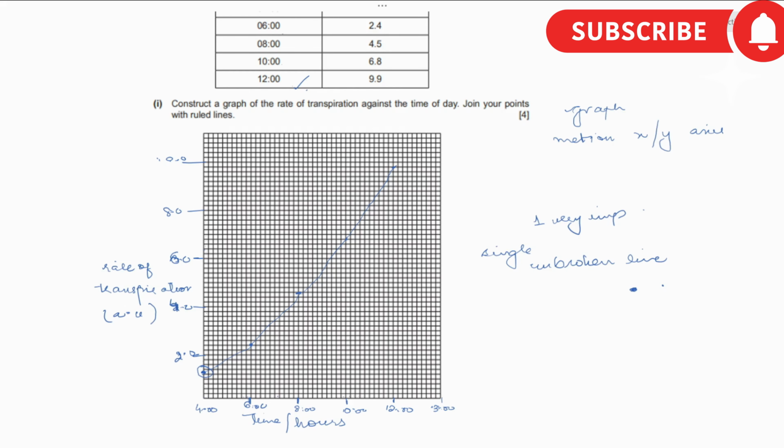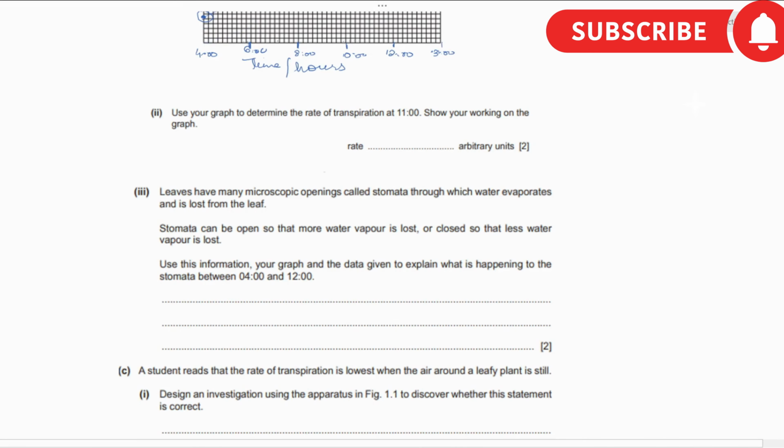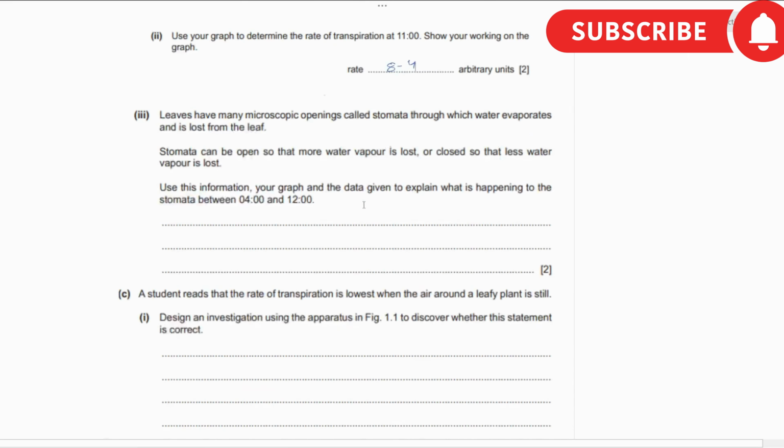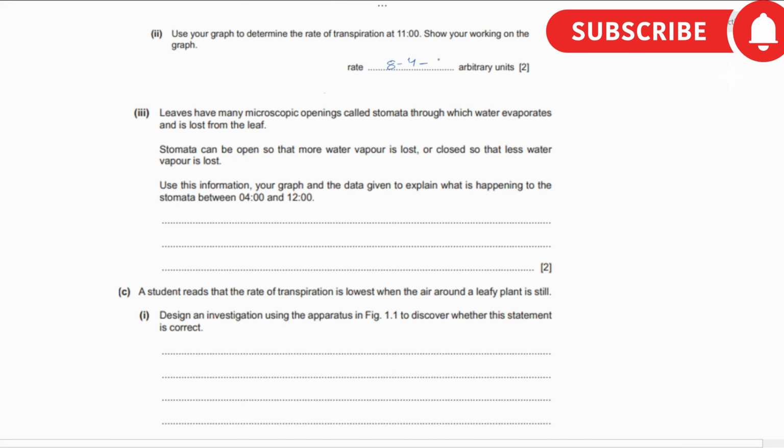Okay, next one. Let's say 8.4. I'm not sure, but it's around 8.4 or 8.6. Let's write 8.4 to 8.6. Though we don't have to give a range, I'm just giving a range here. Whatever your reading is, write that one. Don't give the range in the answer. This would be considered incorrect.